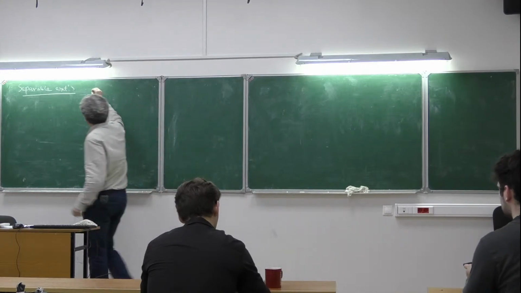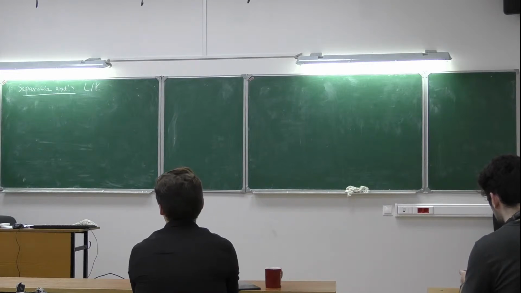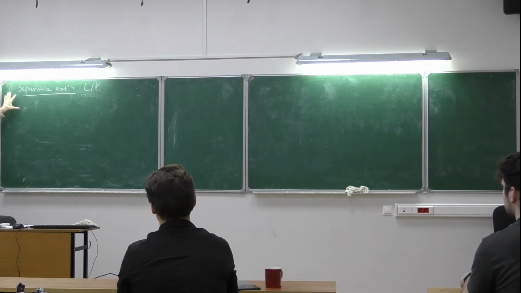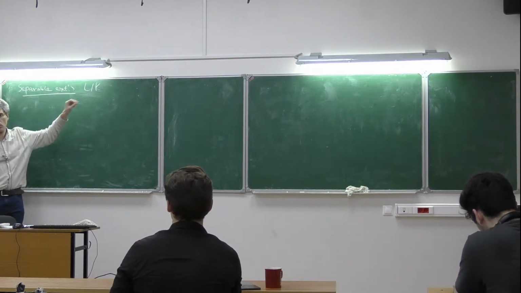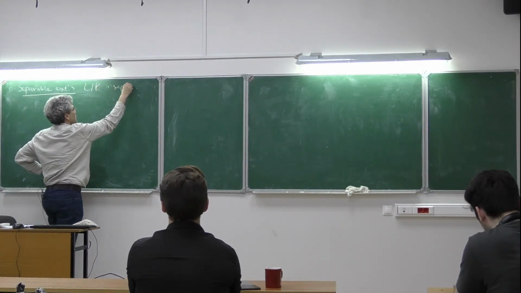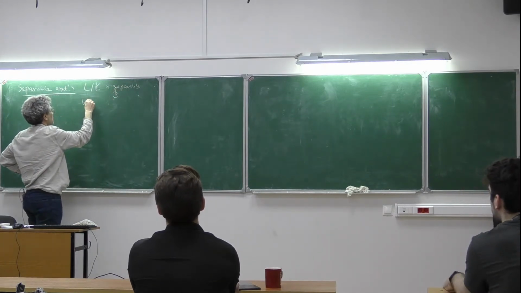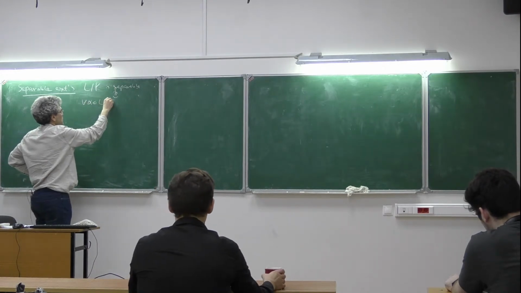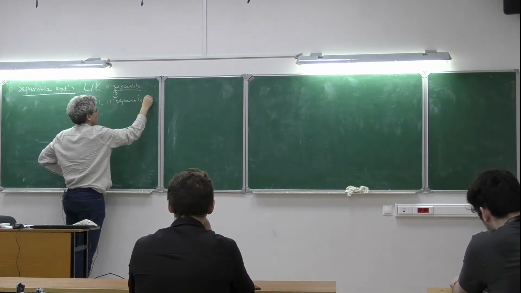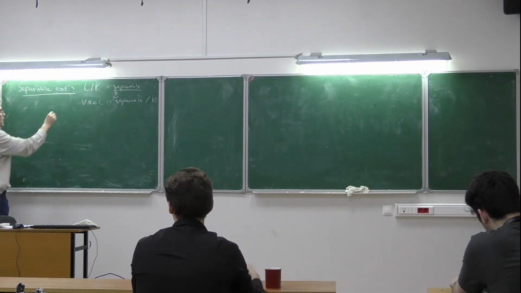So we call a field extension L over K separable if all elements of L are separable over K. So it's separable by definition if any element of L is separable over K. And we have to say what this means.